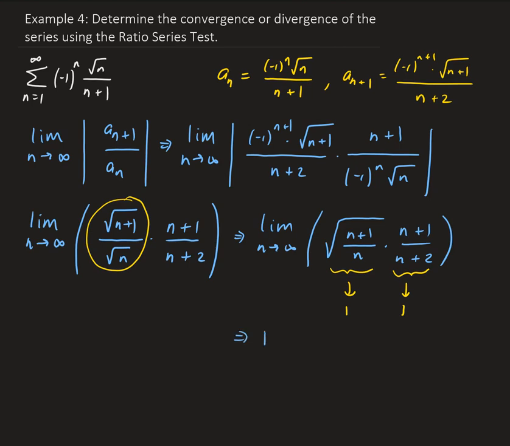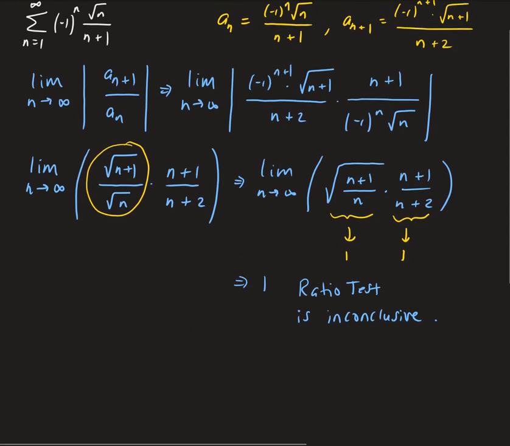That means it's inconclusive for the ratio test. So we need to look for an alternate strategy to determine whether the series converges or not. If we go back and look at the original series, it turns out that this is an alternating series, so we can apply the alternating series test.